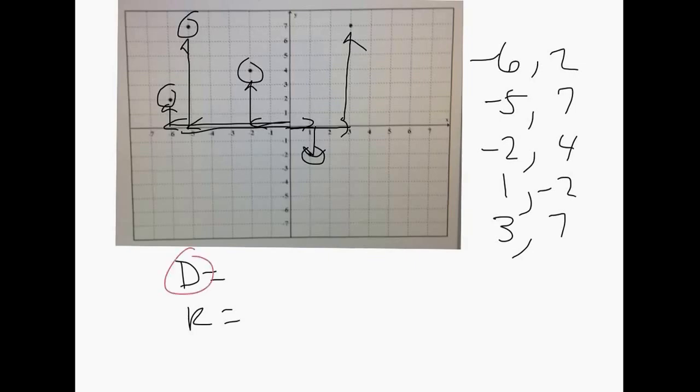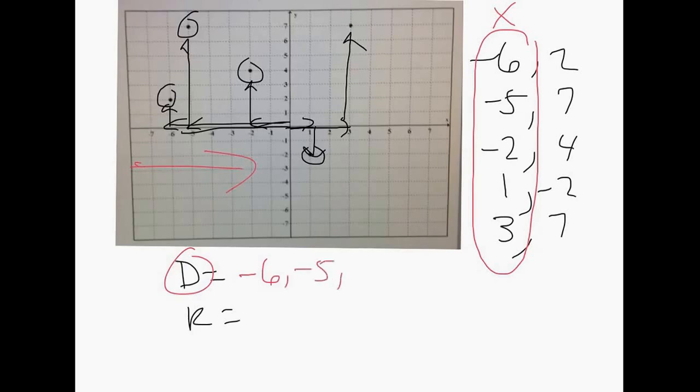I'm going to do my domains in red. My domains are always my x's, so that's all these numbers right here. So I list them in numerical order, and because I went from left to right, these are already going to be in order: negative 6, negative 5, negative 2, 1, and 3.